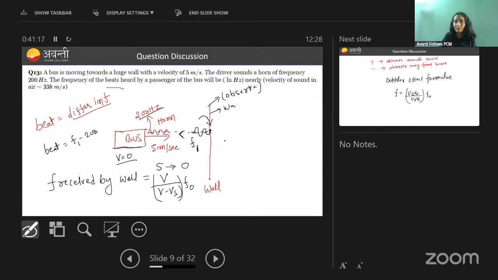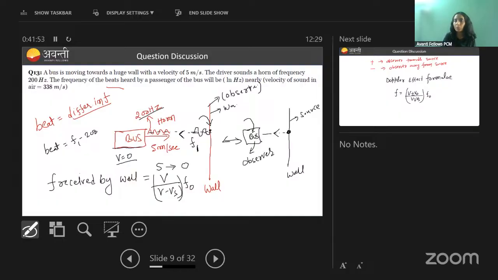Now the question is, this wall is now becoming the source, because the sound that gets reflected and comes back will again be heard by the person sitting inside the bus. So the person sitting inside the bus is hearing first the original 200 hertz sound, and another reflected from the wall. When this sound wave gets reflected from the wall, the wall will act as a source, and the person sitting inside the bus is receiving this sound wave. So this person will now become the observer.